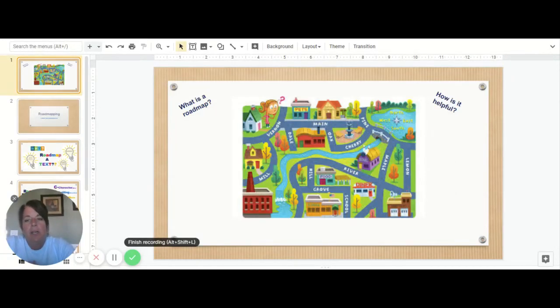Today we're going to talk about roadmaps. We talked about roadmaps a few months ago in social studies. We talked about different kinds of maps, not just road maps, but globes, world maps, all that kind of stuff. Today we're going to talk about road maps. Does anybody know what a road map is?